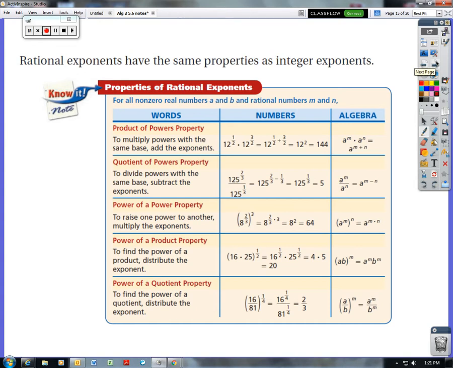Next, we have these properties. Right here, I could write them down, but here they are for you. We've used these already. If you don't remember them, write them down and commit them to memory.